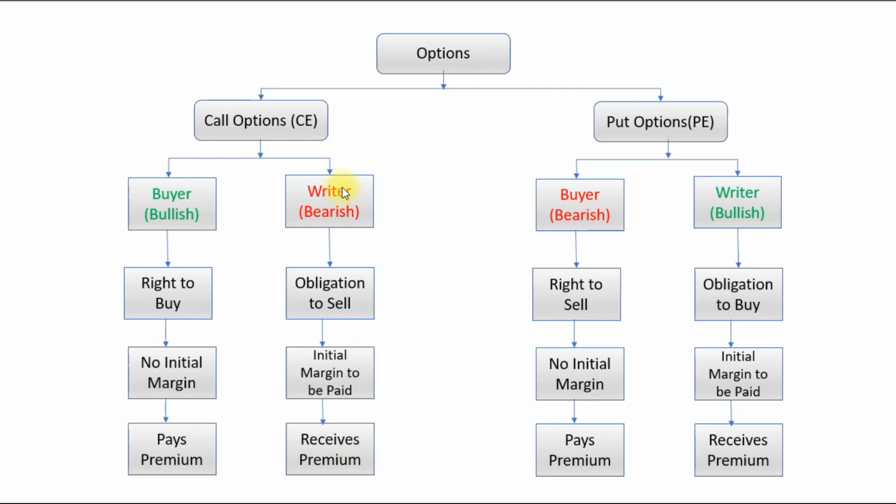For example, if we are writing the call, that is, selling the call at 150 rupees, we will get that 150 rupees as the premium. The same applies to the put option. As a buyer, if our view is bearish, we will buy the PE. We have the right to sell, no initial margin is required, we will pay the premium. At the same time, if our view is bullish, we will sell the PE. We have the obligation to buy, we have to pay the initial margin, and we will receive the premium.